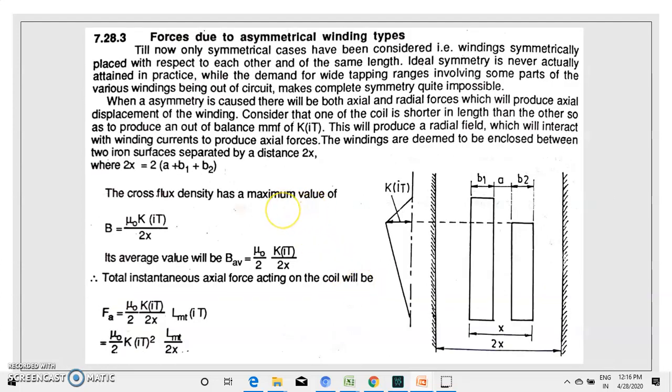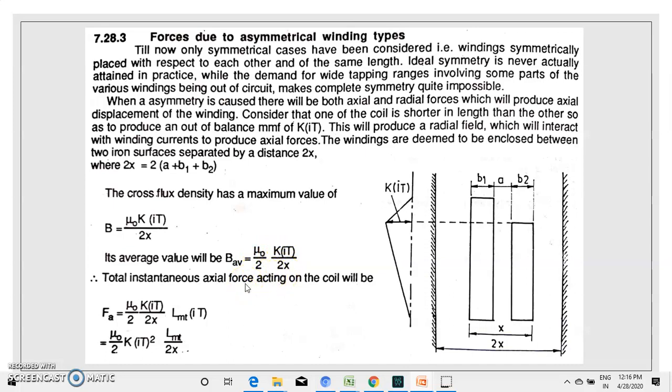So you can also calculate forces due to asymmetric winding types, which includes axial force as well as the radial force. Here you can simply define magnetic flux density, that is B equals mu 0 K, where K is for asymmetry or unbalanced MMF, that is K into I into T. So mu 0 into K into I into T divided by 2x. Taking the average, you just multiply by 1 by 2, that is mu 0 upon 2 K into I into T divided by 2x.